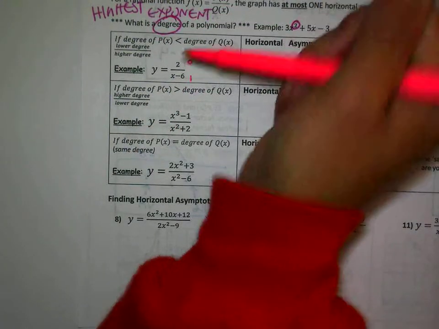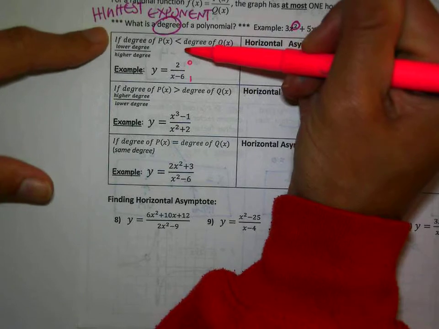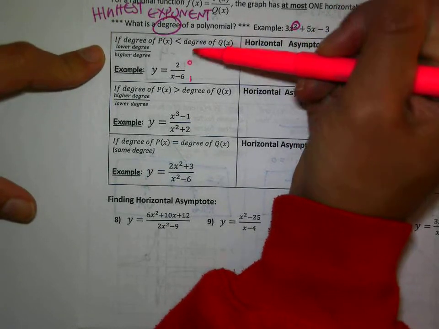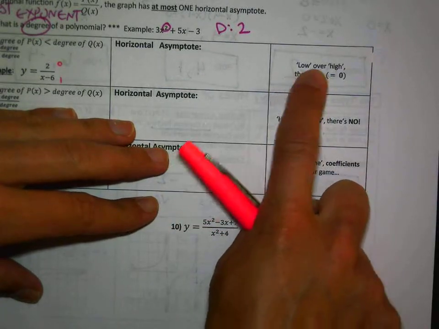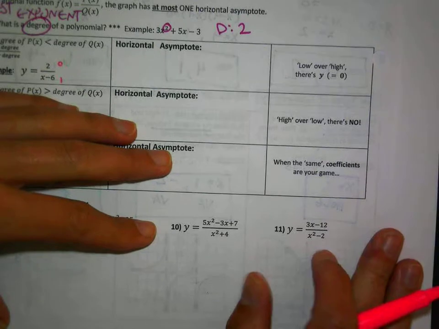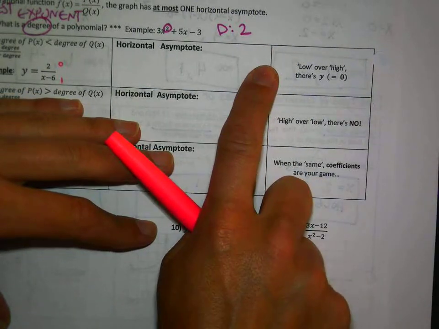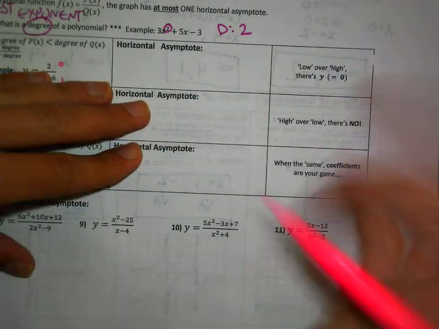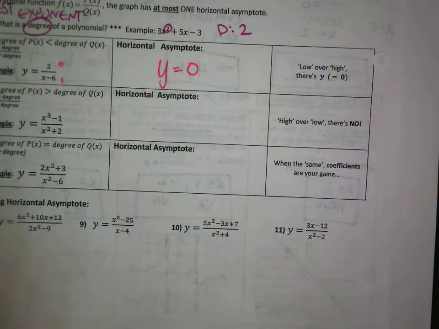So in this case, my degree is low on top, high on bottom. If you look over here on this chart, low over high, there's y equals 0. The y equals 0 part doesn't rhyme, but: low over high, there's y equals 0. And so y equals 0 is your horizontal asymptote.